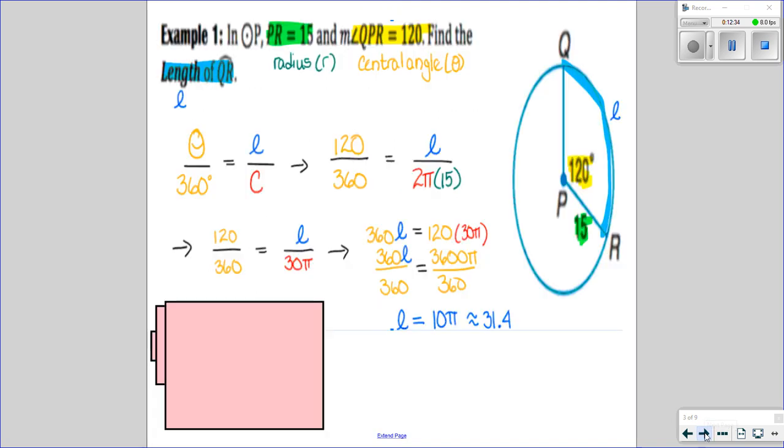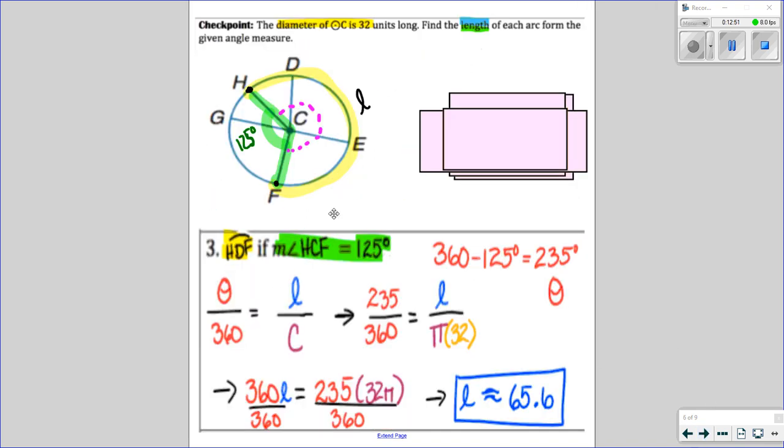Right. And if they give you the central angle and they're asking you for the arc length that corresponds with the central angle, then you use that central angle and plug it into the formula. But if they give you an angle that does not relate to the arc length that you need to find, then you have to subtract it from 360 to give you that central angle that corresponds to the arc length that they're asking you to find.